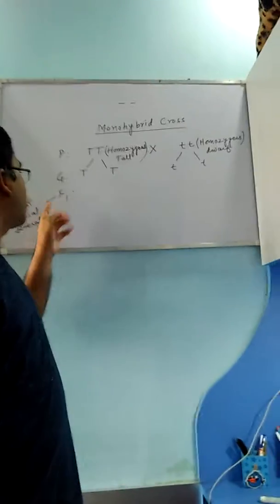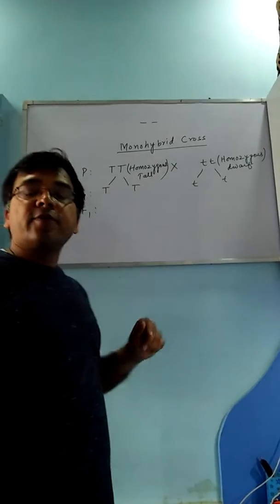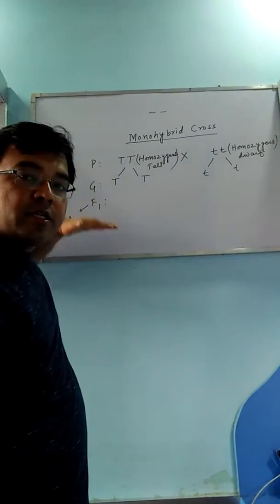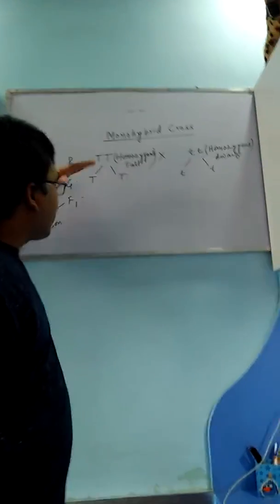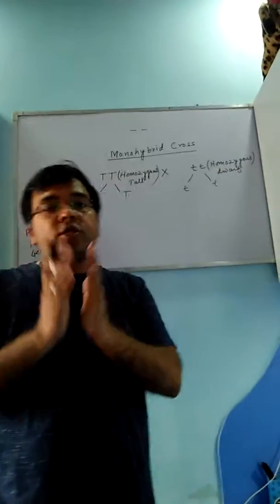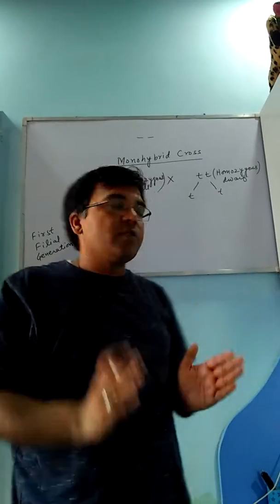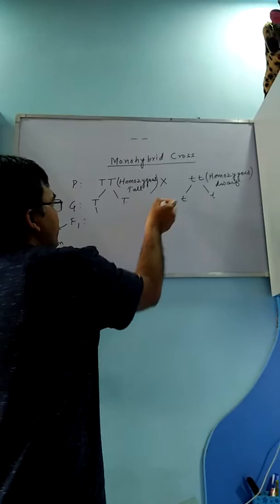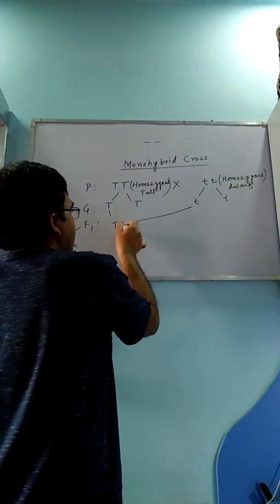Let me explain how this F1 generation is called the first filial generation, the generation after the parental generation. If your father and mother are in the parental generation, then your generation would be the first filial generation. Here you can see in the first filial generation all the organisms would be like this: capital T, small t.